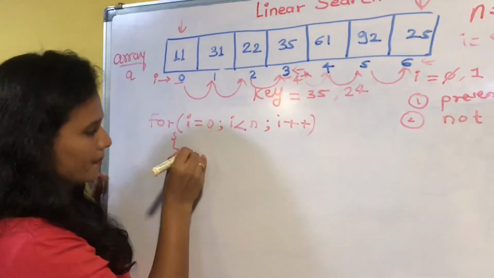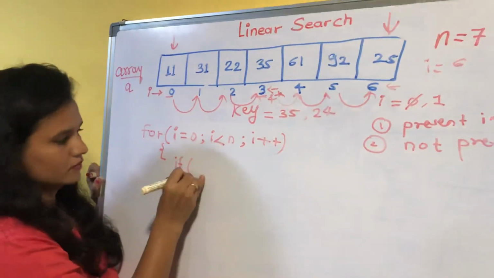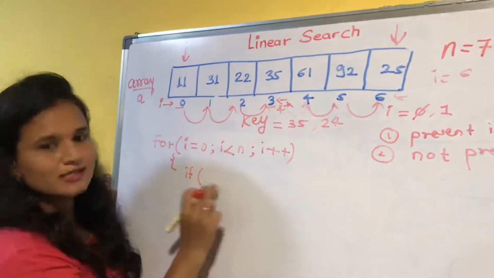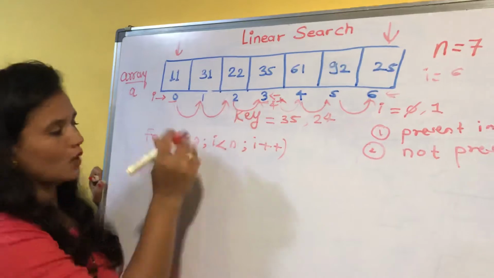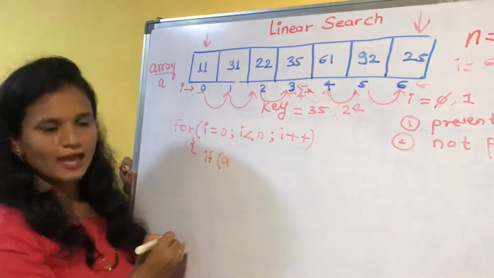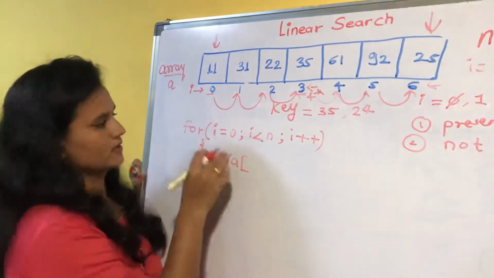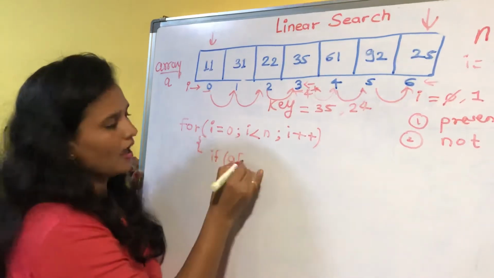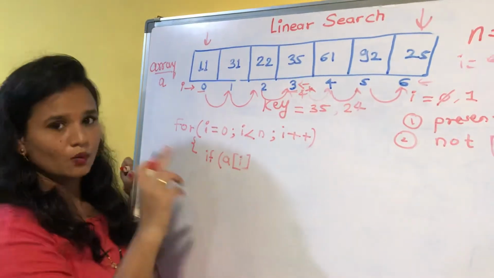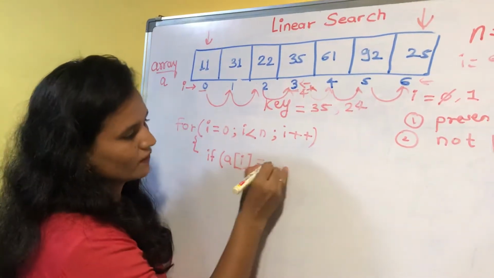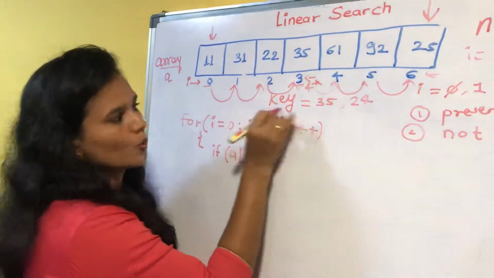So we have to write the comparison. Here we are going to access the element from the data structure. So how to access? We have to write the name of the array and the index. For the index I have taken a variable i, a of i. Now I am going to compare, so equals to, with what? With key.